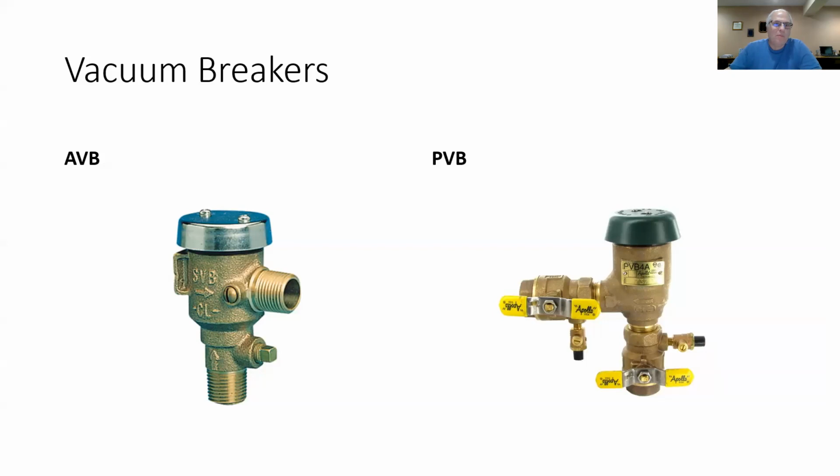It just simply opens up. If water tries to come back against the system, it opens up and lets air into the system. When you open air into the system, you relieve the vacuum, so water can't move backwards. The one on the right has the same thing happening, but also has a spring-loaded check valve in it. It keeps water from moving backwards. Notice the test ports on the pressure vacuum breaker.